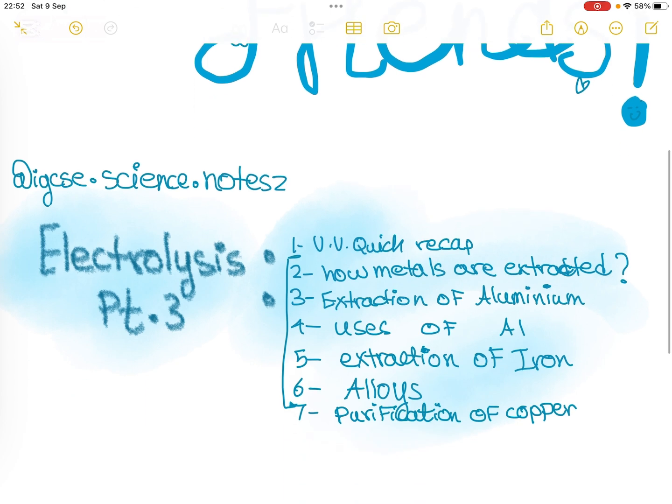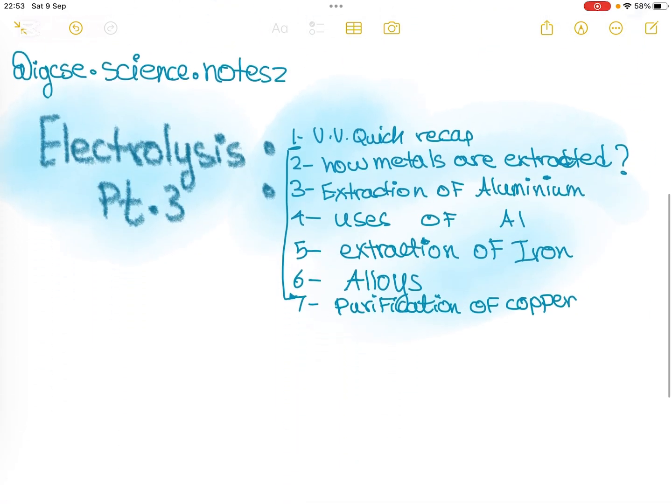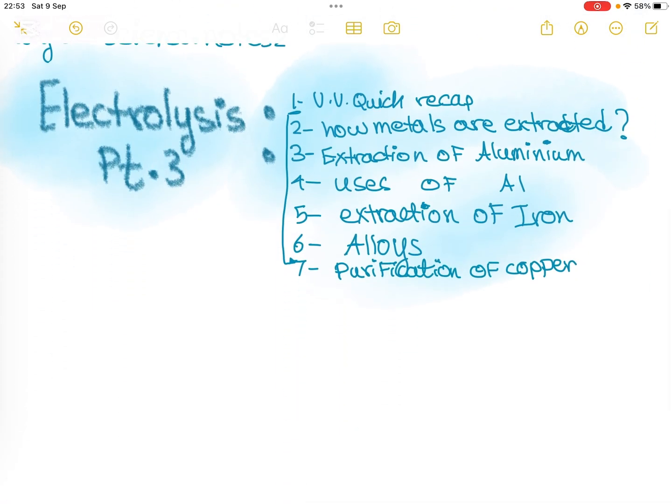This is part 3 for electrolysis. We have 7 points to do. The first point is a very quick recap about what we did in part 1 and in part 2. In part 1 we talked in detail about electrolysis, the definitions, the terms we should know, the molten compounds, the concentrated compounds, the diluted compounds, and aqueous ones. In part 2 we did a quick recap and we did the electroplating.